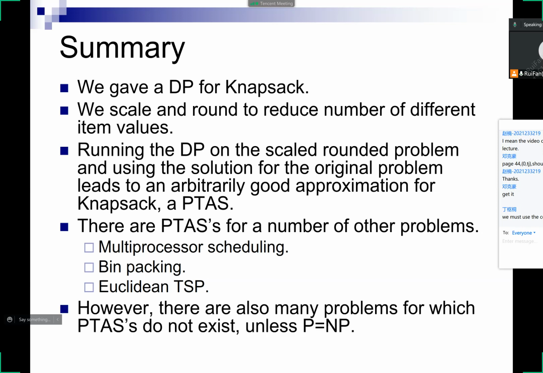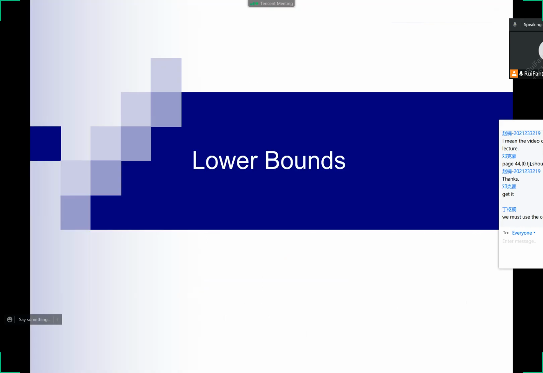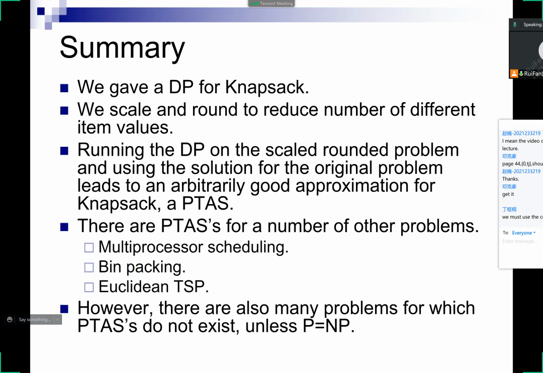However, this is not true for all problems. There are certain problems where we know that you cannot get a PTAS unless P equals NP. So you can prove that there are some problems where you cannot get an arbitrarily good approximation. Okay, all right, so this is all I have to say for approximation algorithms.